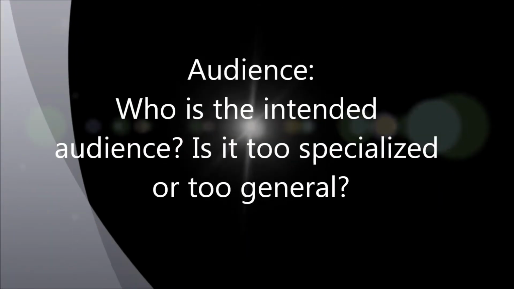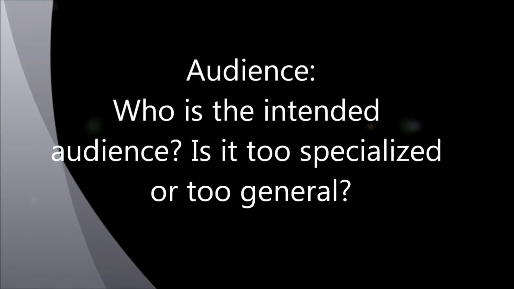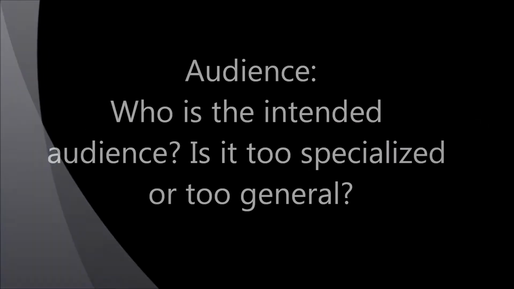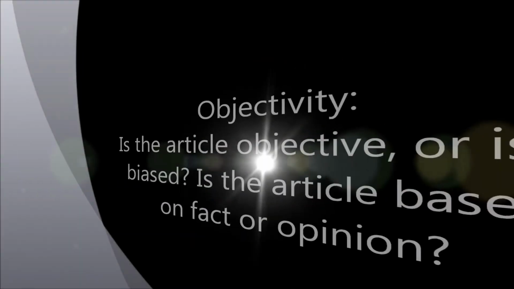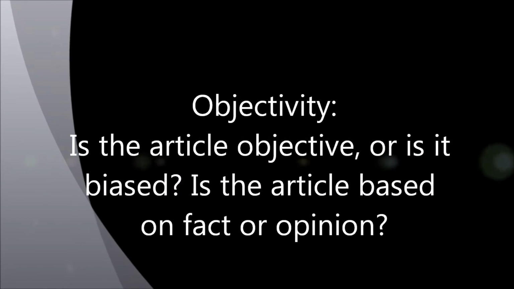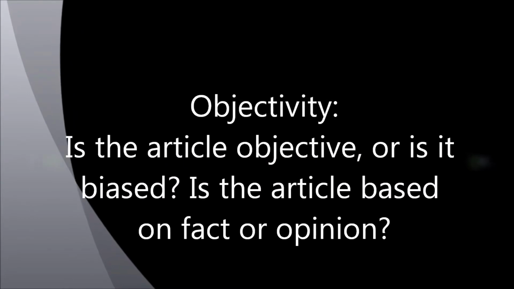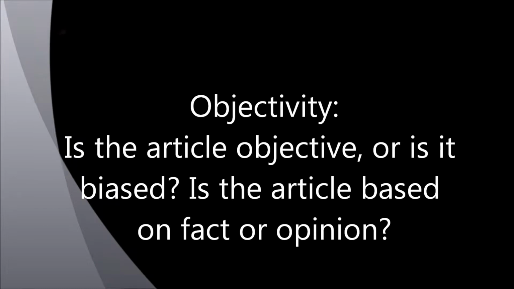How do you evaluate an academic journal? Right now, we'll show you a checklist of certain steps you can do to make sure your journal has all the correct information. Audience. Who is the intended audience that's going to be reading this article? Objective. Is the article biased? Is the article based on facts or opinions? These are the things you have to be looking at while you're reading it.